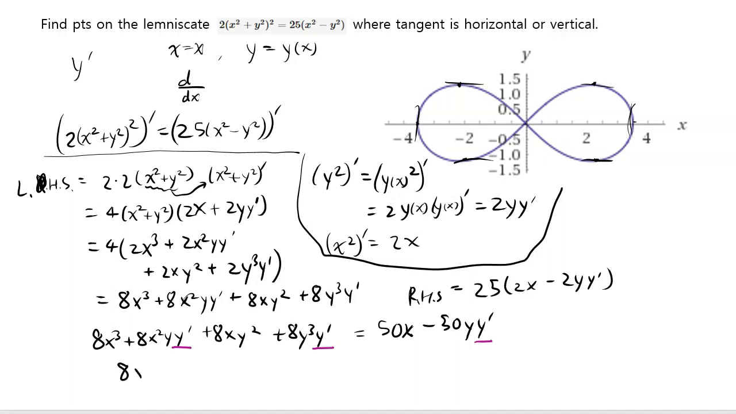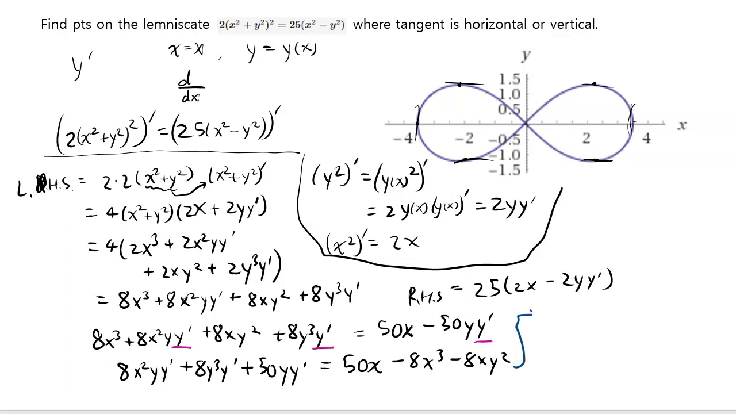So what I'm going to do is put this and that together. So I have 8x squared y prime plus 8y cubed y prime, and then this comes to the left side, plus 50 y prime equals to, and then on the right side you have 50x. It stays here because it doesn't have y prime. These two terms which don't have y prime should go to the other side, so it's minus 8x cubed minus 8xy squared.